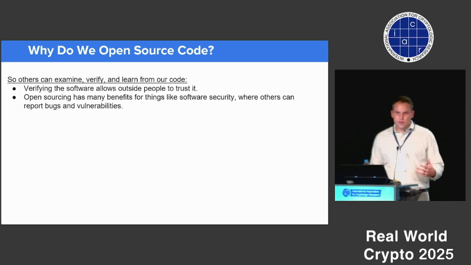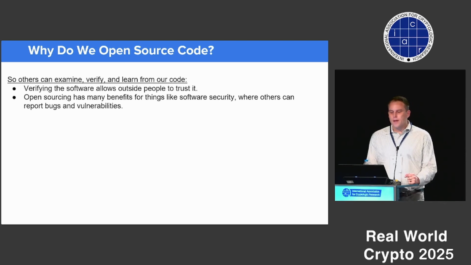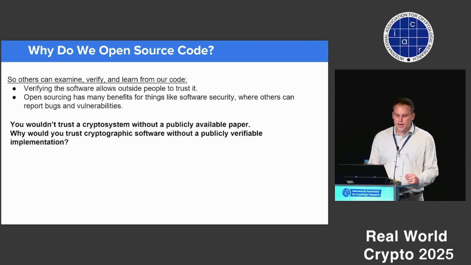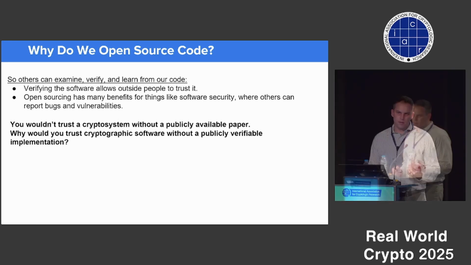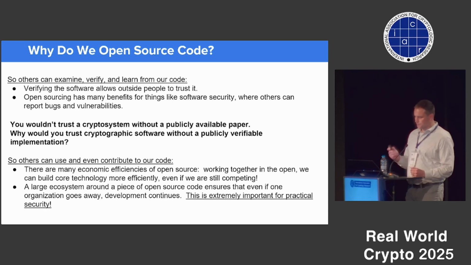Well, one of the reasons, and one that you all are probably very familiar with, is so that others can examine, verify, and learn from our code. It allows people to trust code, and open sourcing has many benefits for things like software security, which many other speakers have alluded to today. As I say, you wouldn't trust a crypto system without a publicly available paper, so why would you trust cryptographic software without a publicly verifiable implementation?